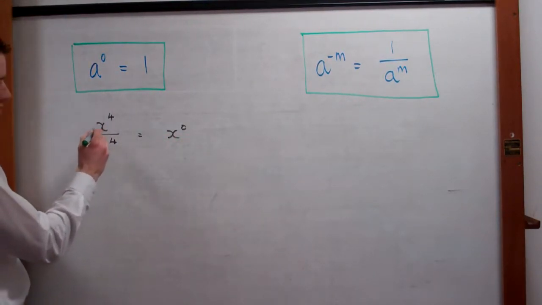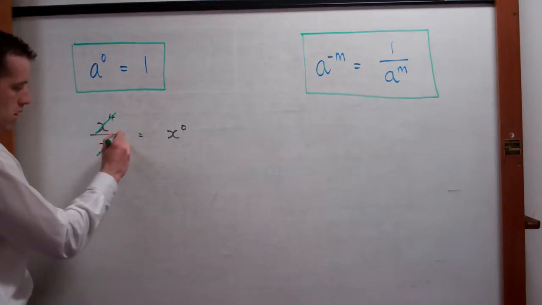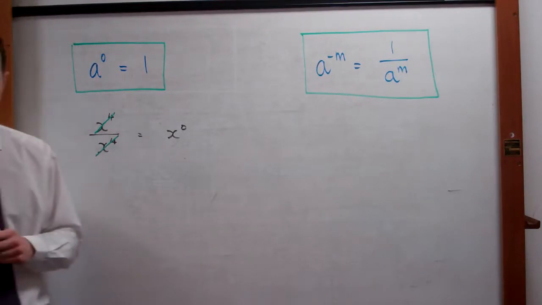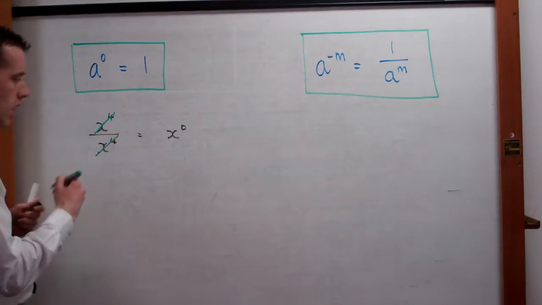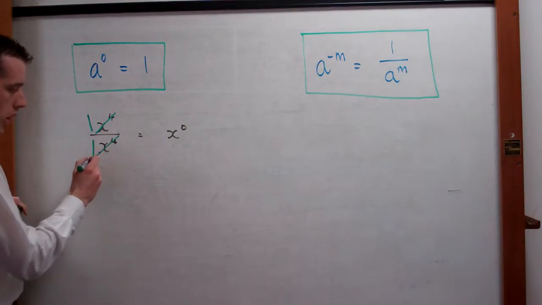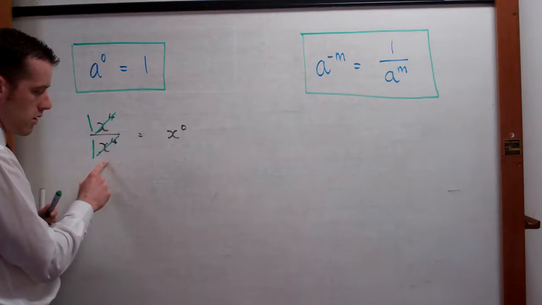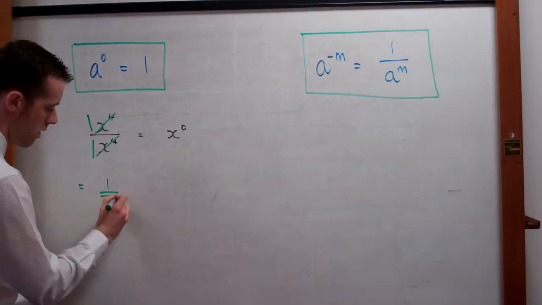Now, we can cancel out the x to the power 4s from our knowledge of algebraic fractions, okay? But we need to remember something. We don't just get nothing, okay? This is 1x to the power 4 and 1x to the power 4. So 1 divided by 1 is just going to give us 1.